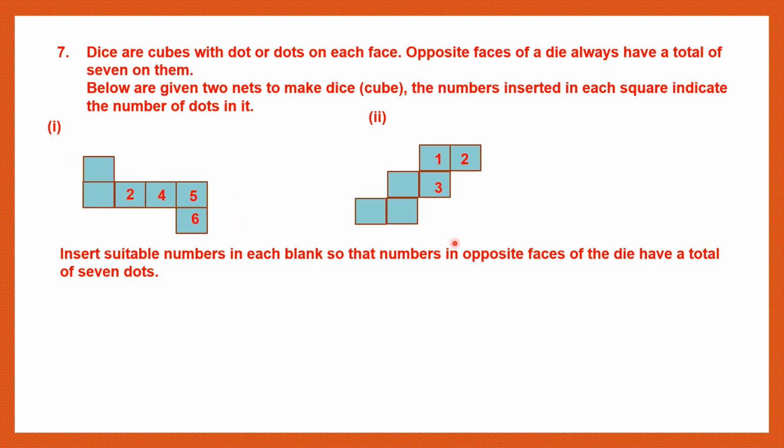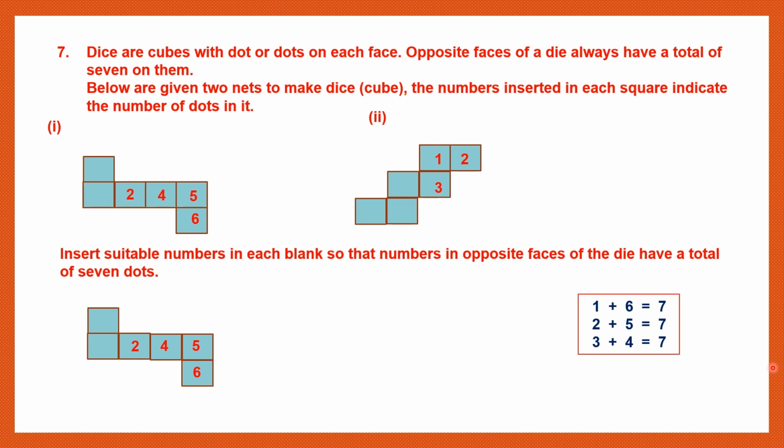When you look at this net and this net, we don't know which the opposite faces are, isn't it? So first we have to find out which are the opposite faces. So let's begin with the first question. So we write down the first question. You have to remember this part. This is very important. So 1 and 6 together will give you 7. So this is a combination: 1 and 6, 2 and 5 and 3 and 4, because they will add up to give 7.